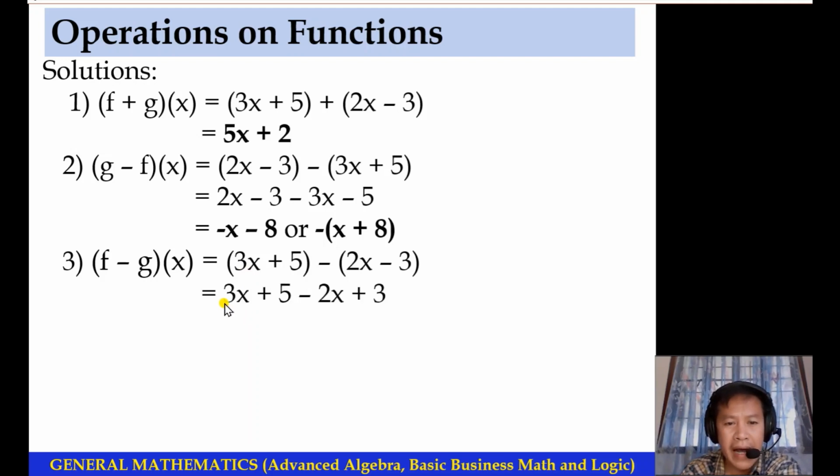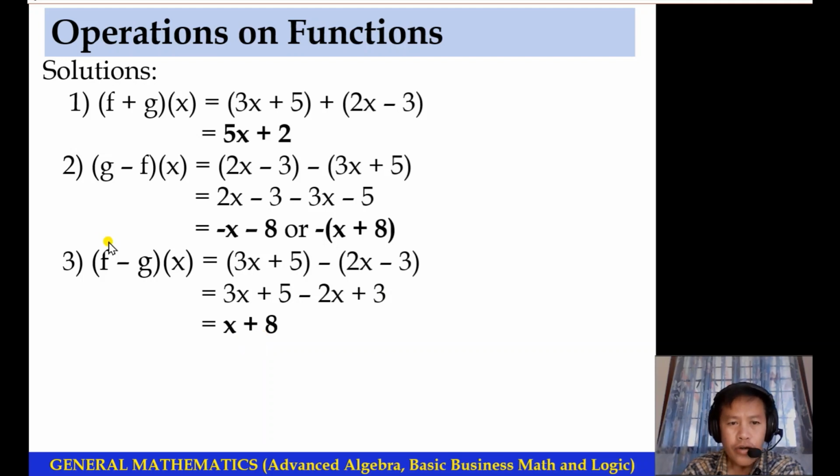So, therefore, the answer would be 3x plus 5 minus, take note, negative 1 times 2x is equal to negative 2x. Negative times negative is equal to positive. Then 1 times 3 is equal to 3. Then you are going to combine similar terms. When you say combining similar terms, you are going to apply the concept of addition of signed numbers, of course, because you are just only going to add or subtract the coefficients, and the common variable will be copied. Therefore, 3 minus 2 is equal to 1. Are you going to write 1 before the variable x? Don't write anymore if our coefficient is 1, because that is understood. Therefore, your answer would be x plus 8, because 5 plus 3 is equal to 8.